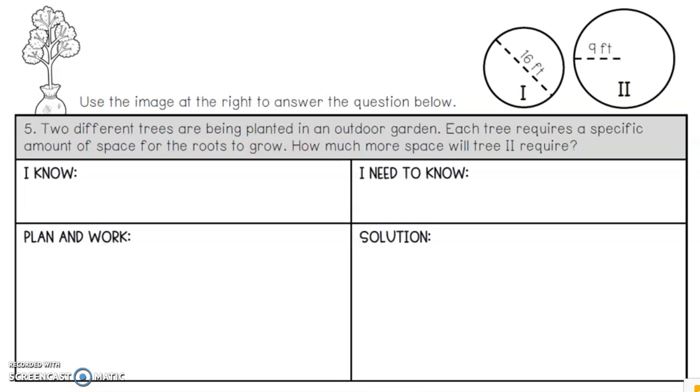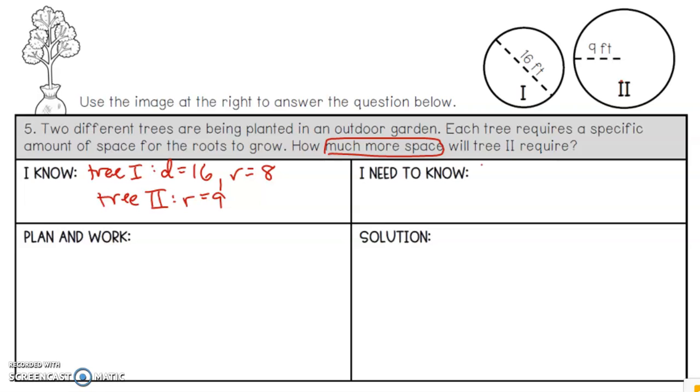So we're going to use the image at the right. So we have our two circles here, 1 and 2. It says 2 different trees are being planted in an outdoor garden. Each tree requires a specific amount of space for the roots to grow. How much more space will tree 2 require? All right, so let's just kind of sort our brains here. So what I know, well, let's see. I know about tree 1. The diameter is 16. The radius is 8. And I know that tree 2, the radius is 9. Okay, so that's what I know.